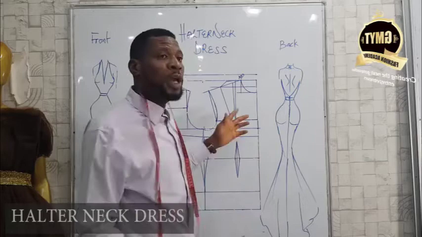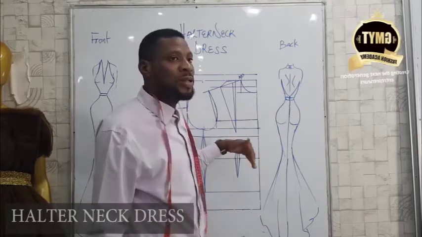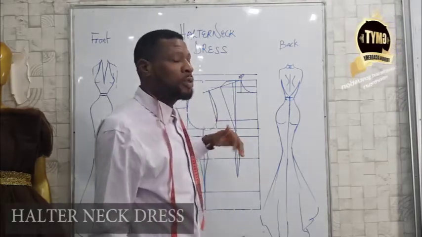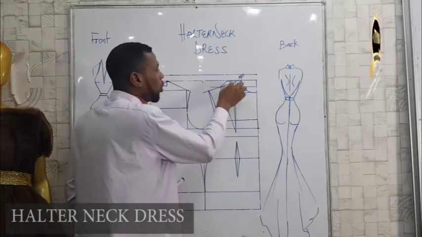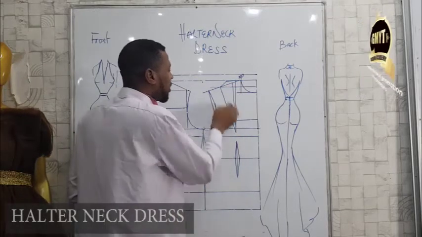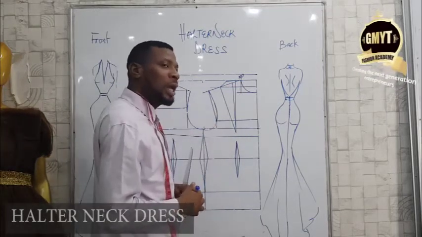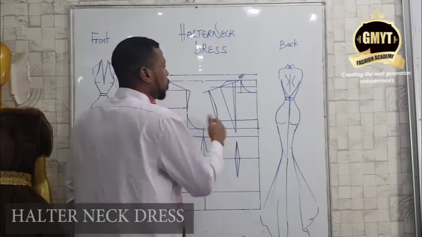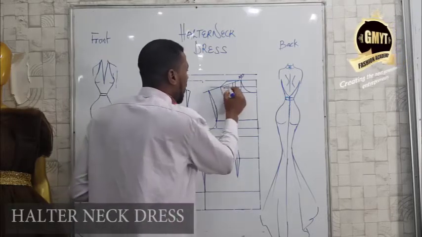Now once you have done that, sometimes you can also maintain the basic neck point. Because we are doing an empire dart halter neck dress, what I need to do is to close this dart and transfer the dart to the armhole. And how do you do that? The first is for you to close this dart that we have here.